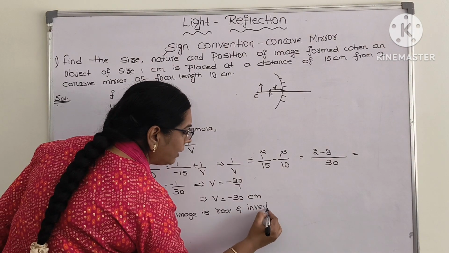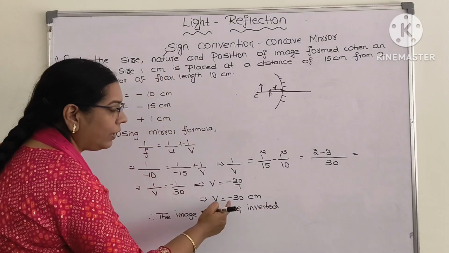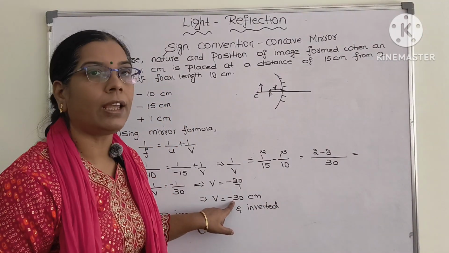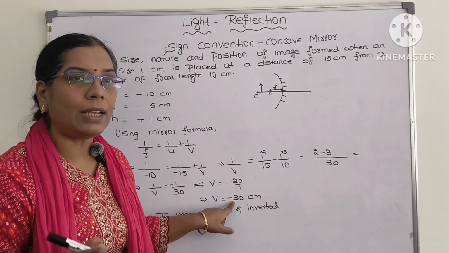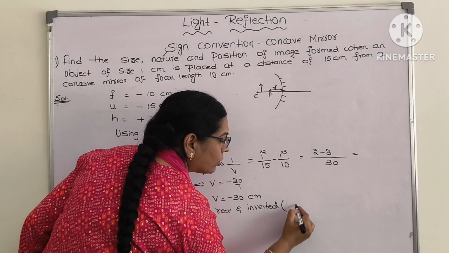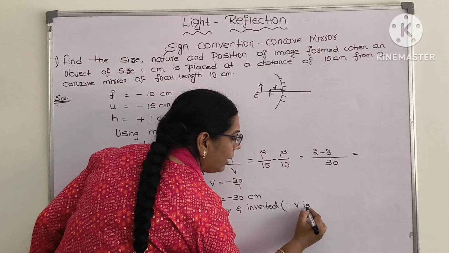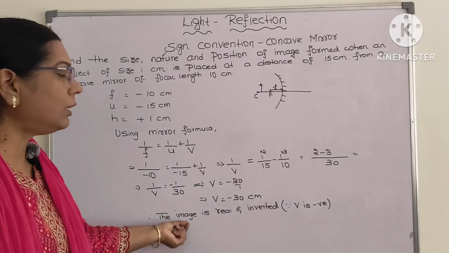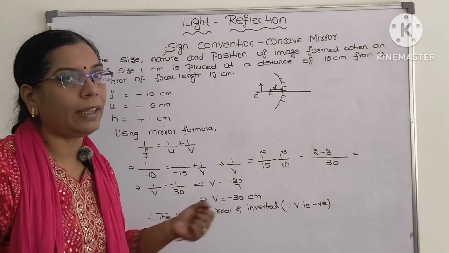And how do you know that the image is real and inverted? Because of the negative sign. If V has a negative sign for concave mirrors, you should know that it is real and inverted. You write the reason also. Since V is negative. So, we have commented on the nature that it is real and inverted.